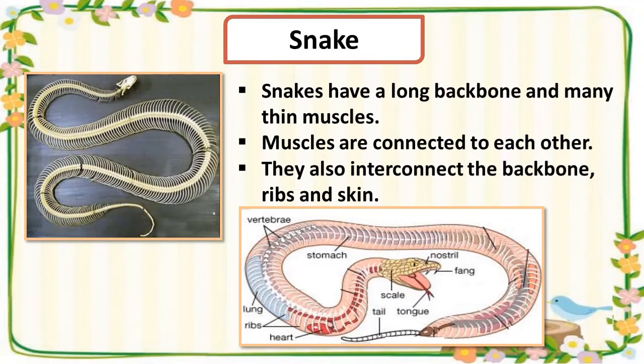Students, let's see about the next and last one, that is snake. Snakes have a long backbone. They have many thin muscles. They are connected to each other even though they are far from one another. Muscles also interconnect the backbone, ribs, and skin.